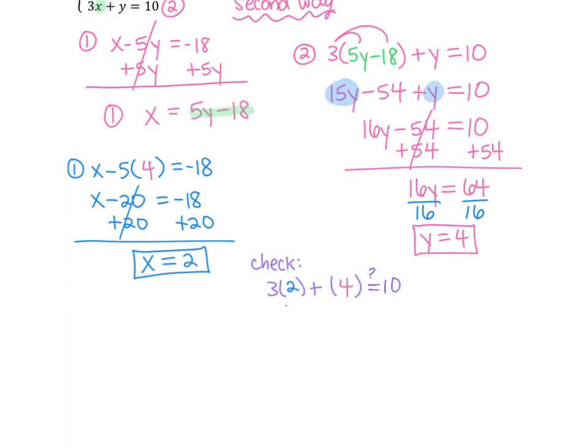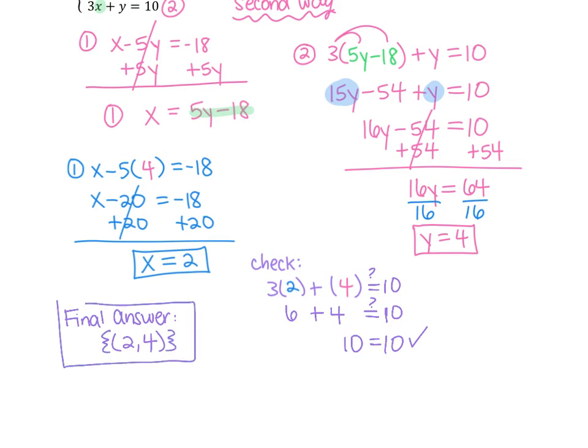So evaluate, 3 times 2 is 6. Just have to add 4 to that. And yes, 6 plus 4 is 10. So I confirmed that my solution is correct. So my final answer, written as a coordinate point, so that means x goes first, so 2, and then 4 for y. And again, we can use solution sets to make it a little more formal. And then that's our final answer.